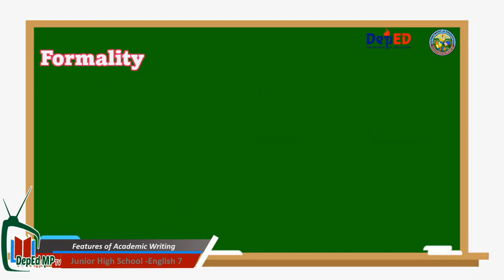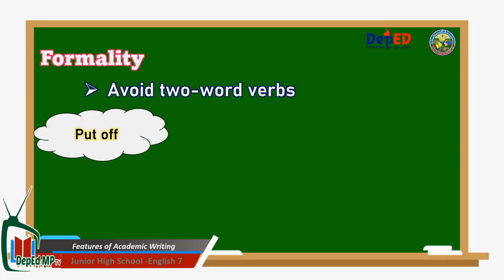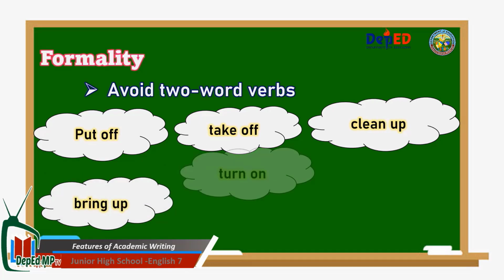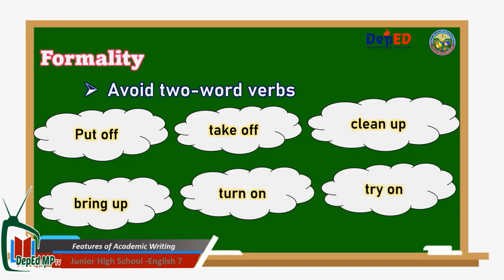Remember, in academic writing, verbs should always be written as one. Examples of two-word verbs are put off, take off, clean up, bring up, turn on, and try on. Such words should always be avoided in academic writing.